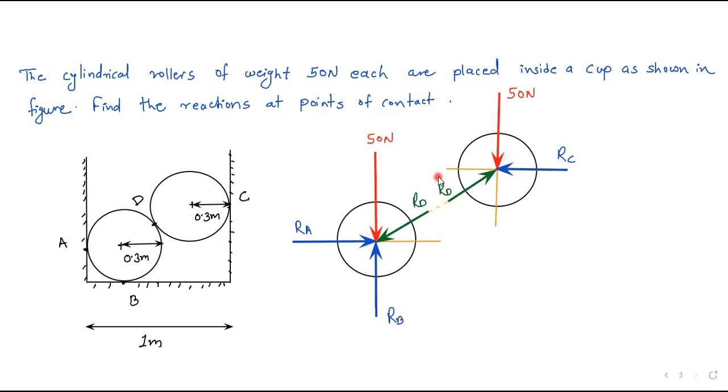Now to solve this numerical, it is very important to find out this angle. What is this angle? Let us say that this angle is theta. If this angle is theta, then this angle is also theta. So this angle we need to find out.